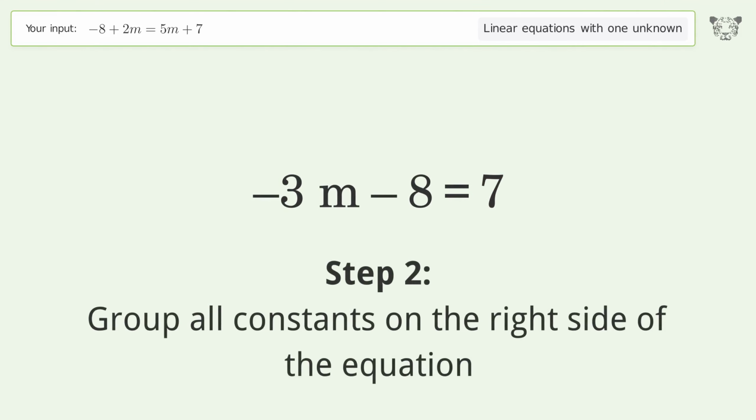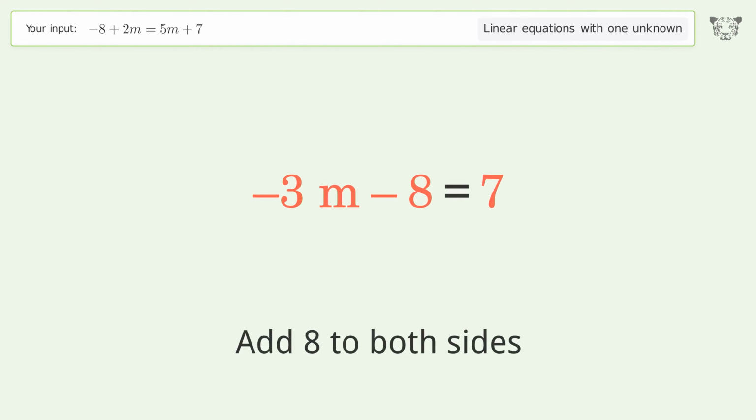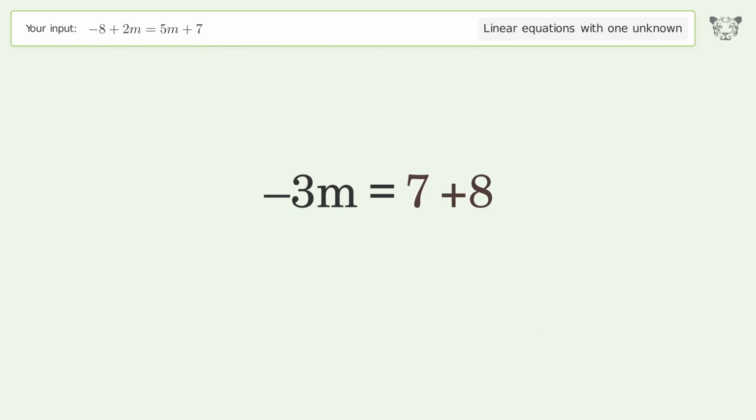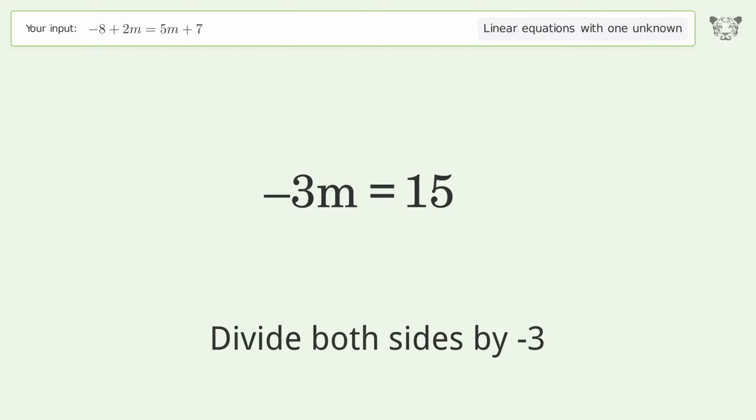Group all constants on the right side of the equation. Add 8 to both sides. Simplify the arithmetic. Isolate the m. Divide both sides by -3.